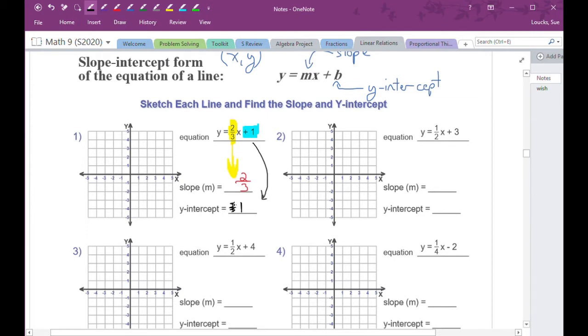Okay. Now, the way you graph it, you always start with the y-intercept first. You always need to do that first because that places the graph for you. So I'm going to start at a y-intercept of 1. I'm going to start right here. This is my y-axis and a value of 1. So I know that my graph goes through that point.